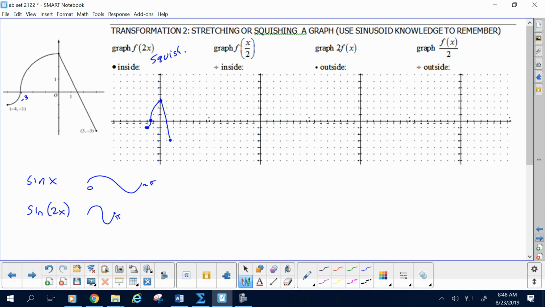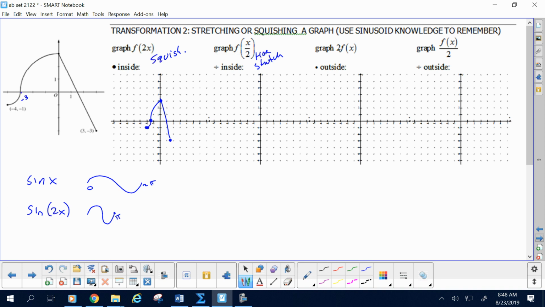Cool. So then what will dividing x by 2 do? Yeah, it'll be a horizontal stretch. And so, will you just tell me this? What will the domain be? Negative 8 to 6, yeah. Do you want to grab that, or let's move on? Okay, let's move on. All right.